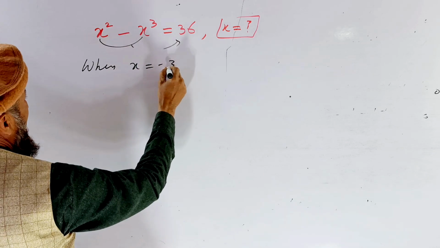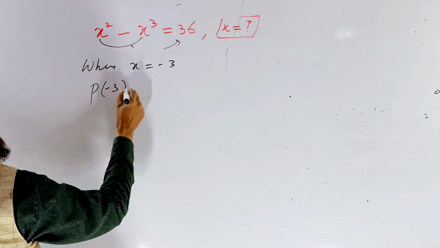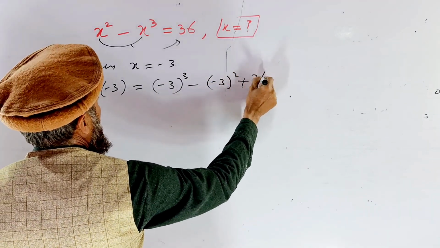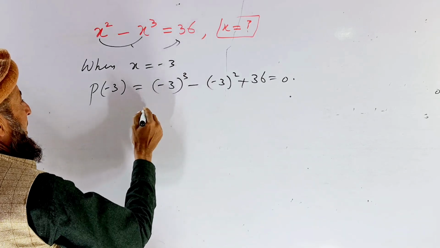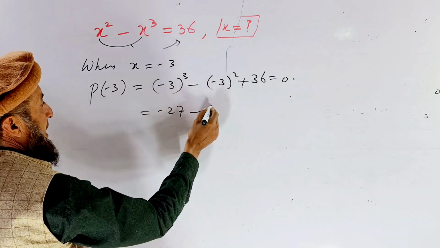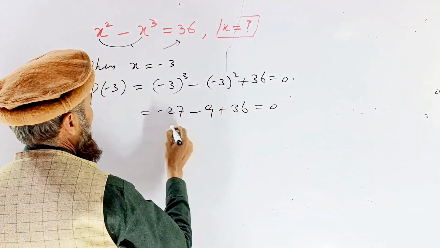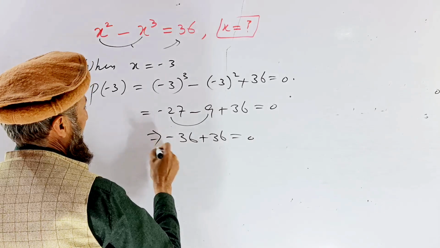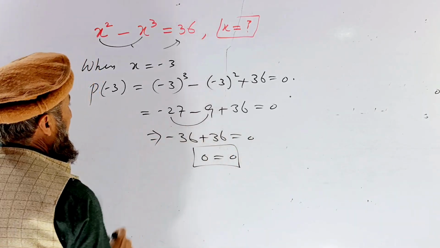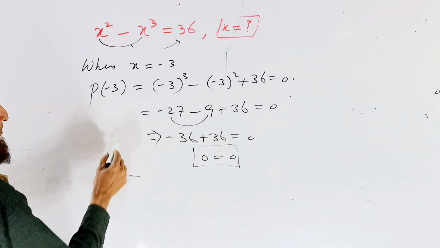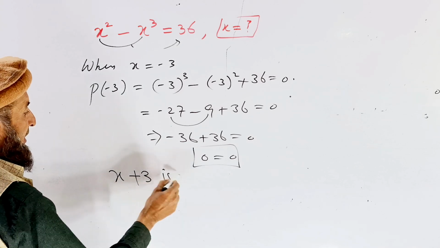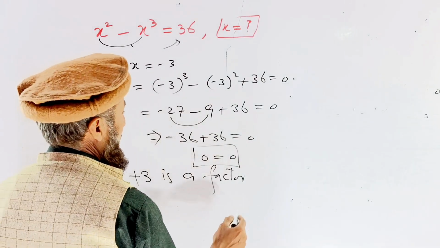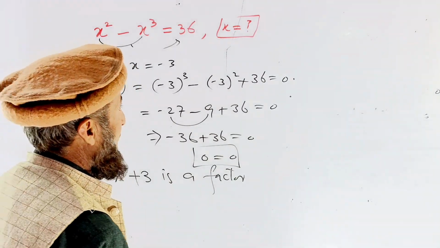When x is equal to minus 3, then p of minus 3 is minus 3 whole cube minus 3 square plus 36 is equal to 0. So we get minus 27 and minus 9 plus 36. Minus and minus, we get minus 36 plus 36 is equal to 0. Yes, this condition is satisfied. It means that x plus 3 is a factor. So we will find the rest by using the synthetic division method.